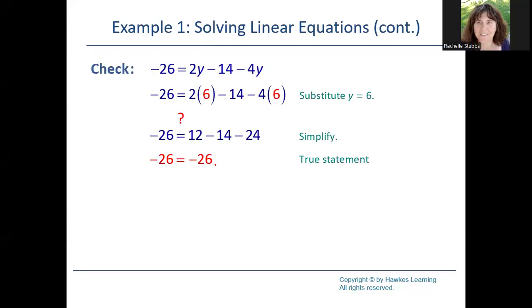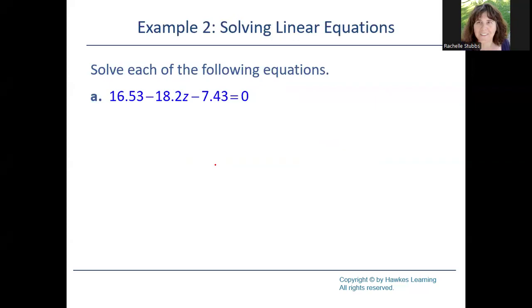Now, are you going to always be able to check in a test? Sometimes on a test, you're limited to how much time you have. But if you have time, like say you finished early, always go back and check your answers. You'll save yourself a lot of problems with missing points if you'll go back and do this check, this fourth step.